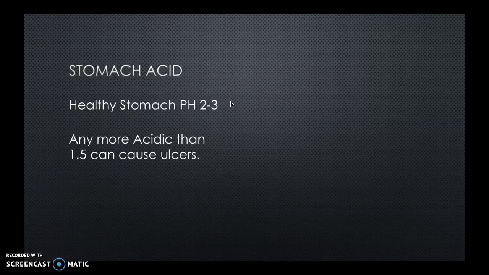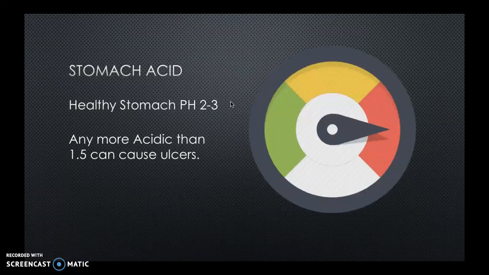So in order to have a healthy functioning stomach, you need to have a pH of 2 to 3. However, if you go any more acidic than 1.5, you can start to have stomach ulcers, which obviously is a problem. And so the goal of this assignment is to have students determine whether or not a sample of stomach acid is at a healthy level, and if not, how to fix it.